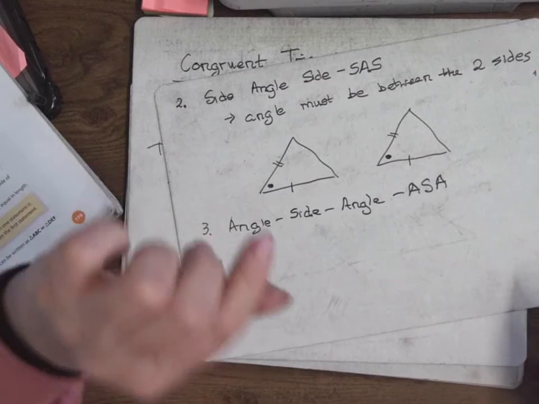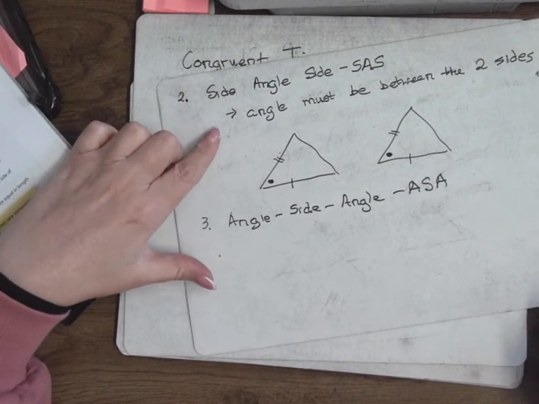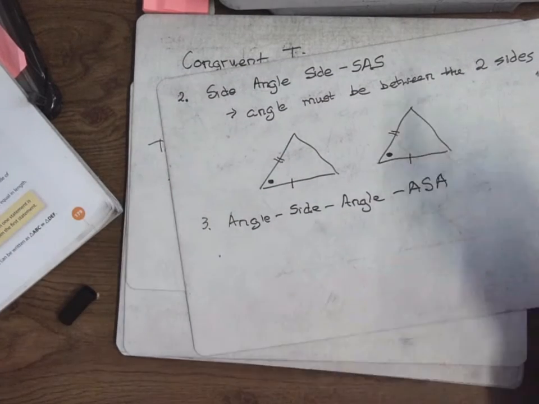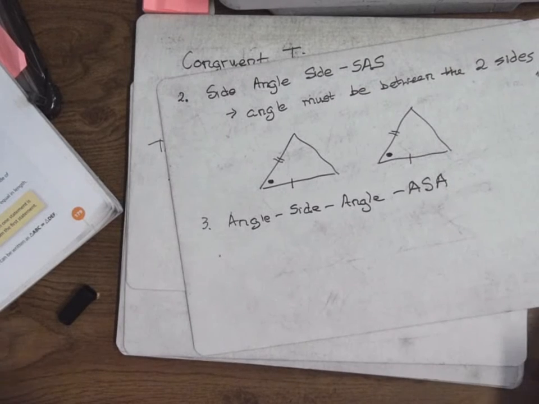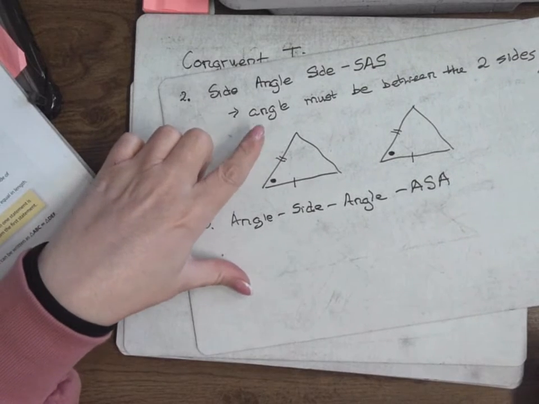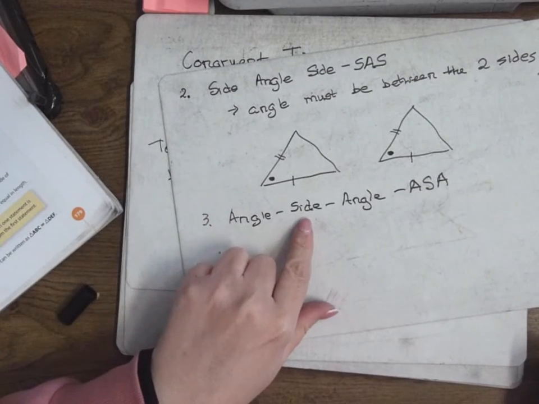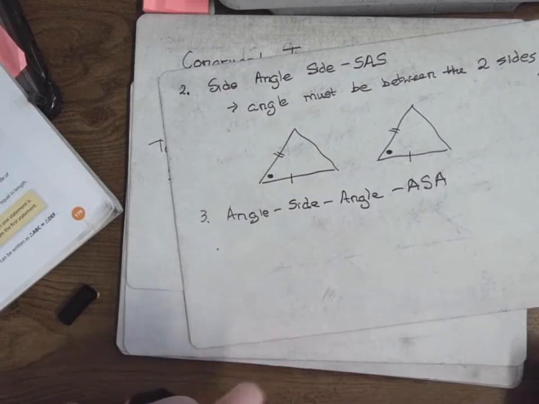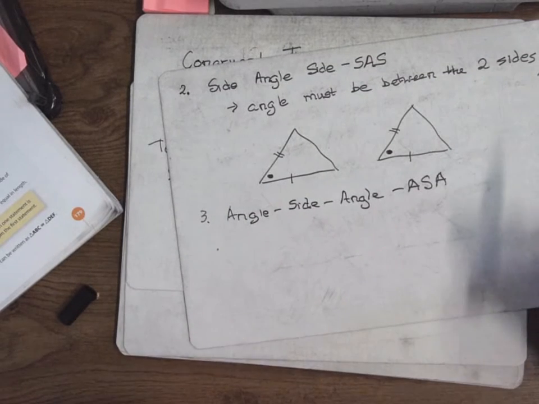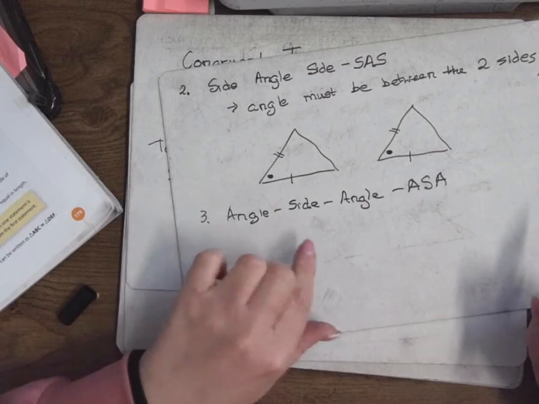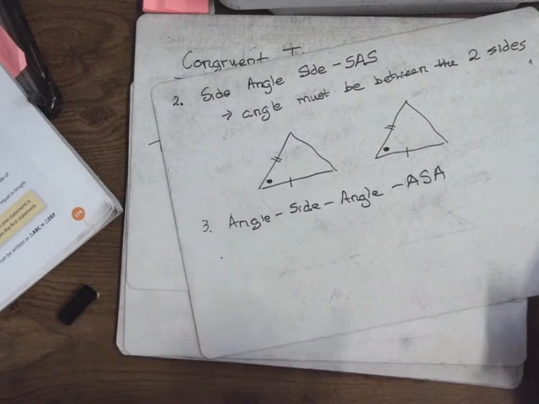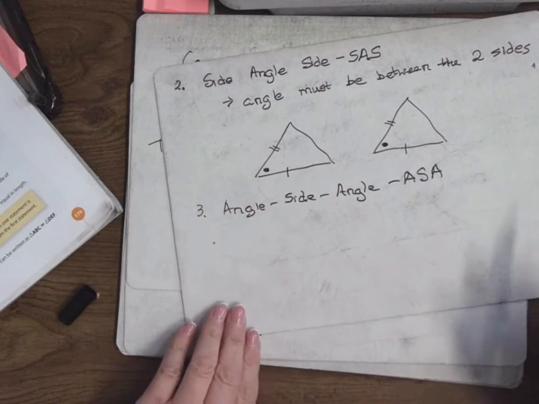Now there's no condition. This is the only one that has a condition. So it can be any 2 angles and any single side. It doesn't have to be between the 2 angles. Is that alright? So there's no condition. This is the only one where the angle must be between the 2 sides. But you might think here that the side has to be between the 2 angles, and it actually doesn't. Right? Is that okay? It just makes a nice little ASA. It's easier to remember that way.